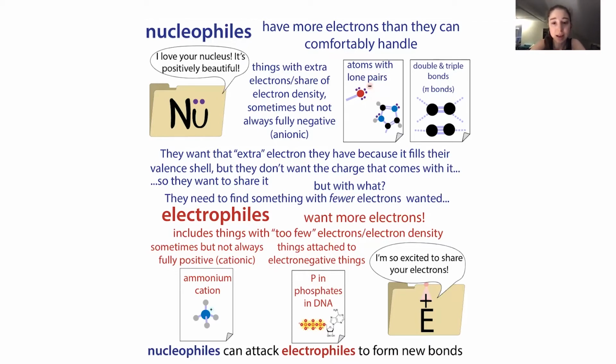Where do you find that help to share your negative stuff? In the nucleus, where the protons are. So it's looking for the nucleus of another atom, and so we call it a nucleophile, a nucleus lover. What it's looking for is something that wants more electrons, and those things are called electrophiles. Nucleophiles can attack electrophiles, and this allows you to form new bonds, often through substitution reactions.